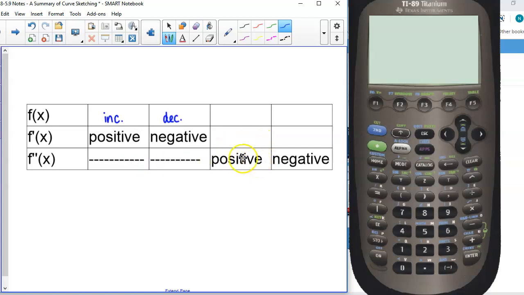A second derivative, if it's positive, that tells us that our graph is concave up. And if our second derivative is negative, that tells us that our graph is concave down. Also, if our second derivative is positive, that tells us that our first derivative is increasing. And if our second derivative is negative, that tells us that our first derivative would be decreasing. And this pattern's always true.